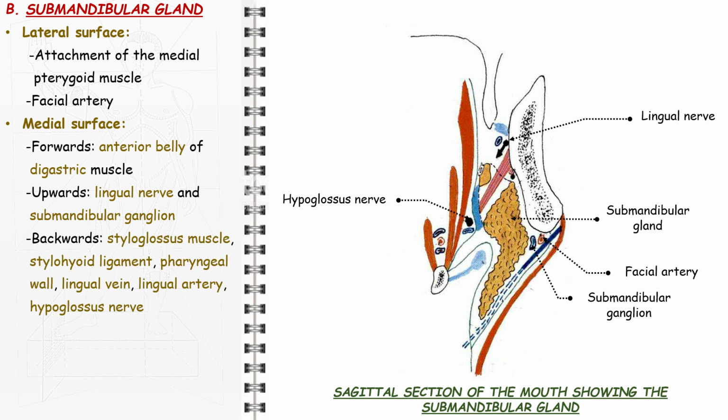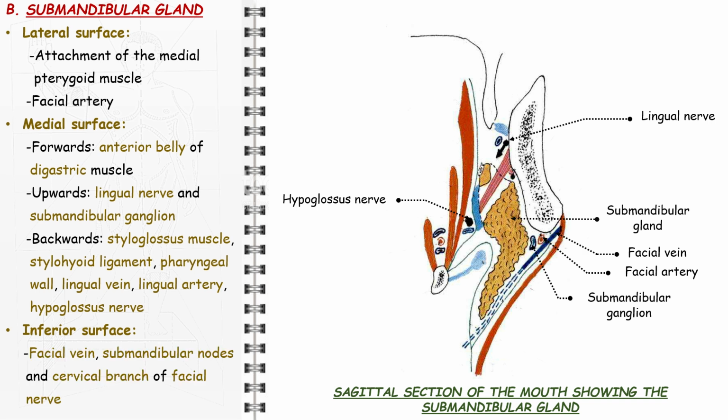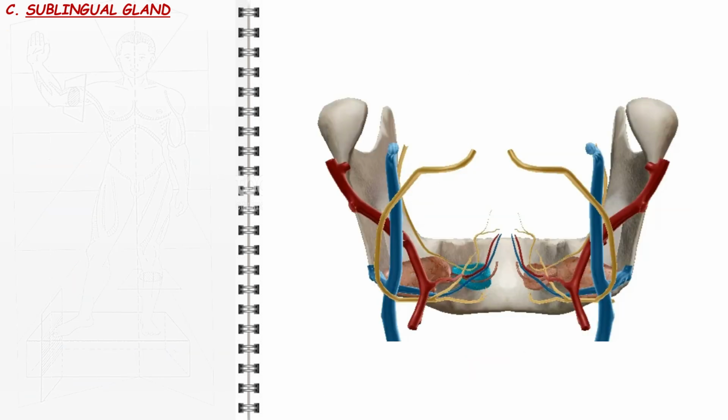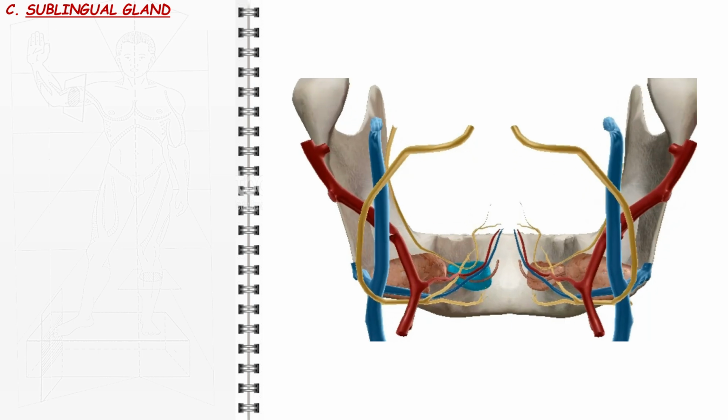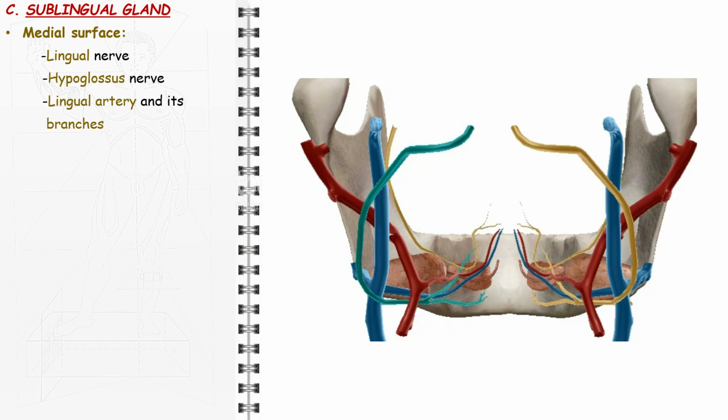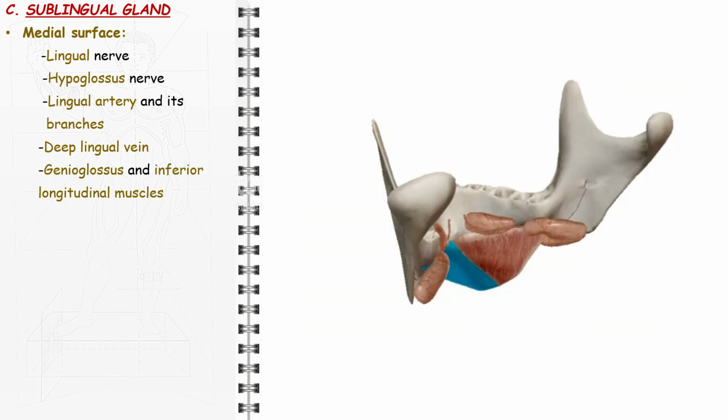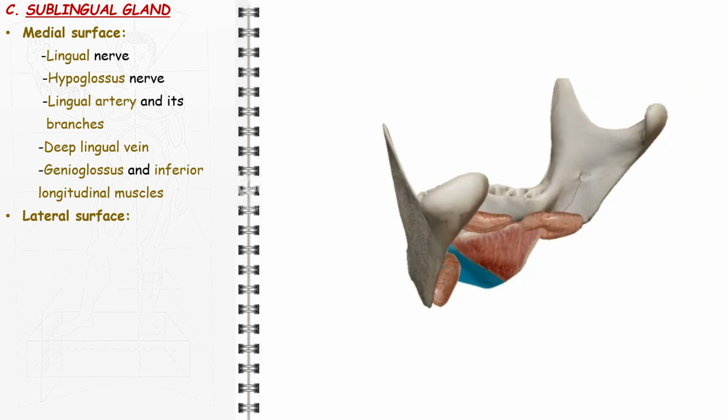The inferior surface lies above the facial vein, submandibular nodes inside its capsule and cervical branch of the facial nerve. It is overlaid by the platysma and the skin of the neck. In the floor of the proper oral cavity, the medial surface of the sublingual gland is in contact with the hypoglossal nerve, the lingual artery and its branches, the deep lingual vein and the genioglossus and inferior longitudinal muscles. The lateral surface is bordered by the mylohyoid muscle.